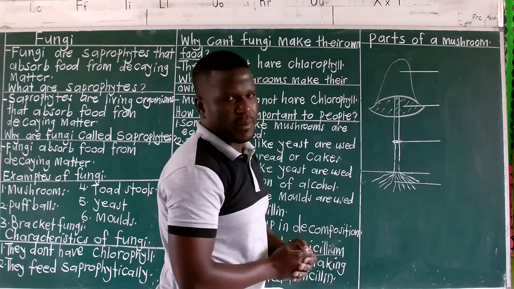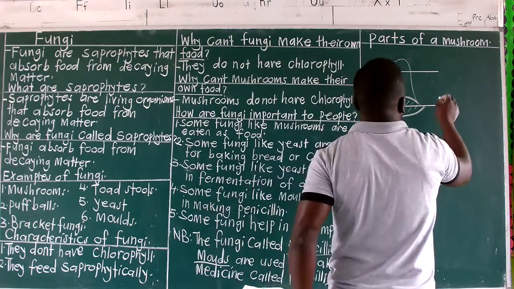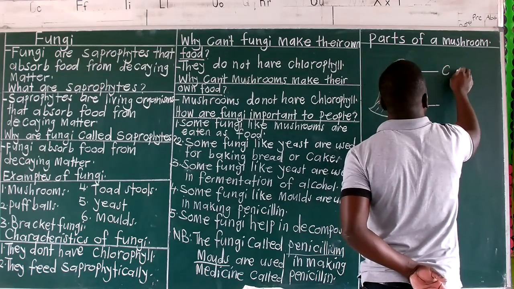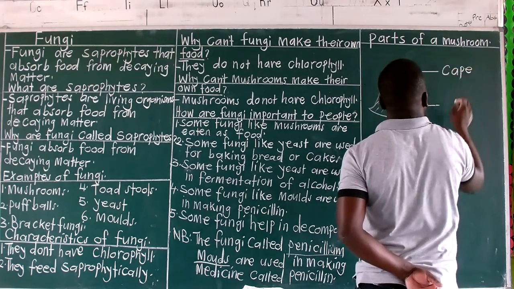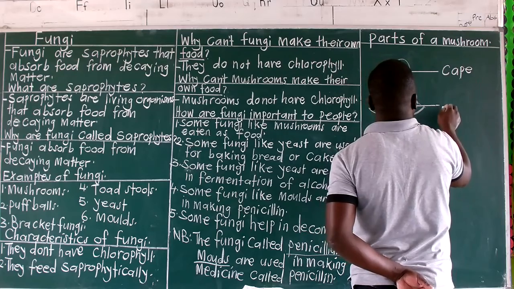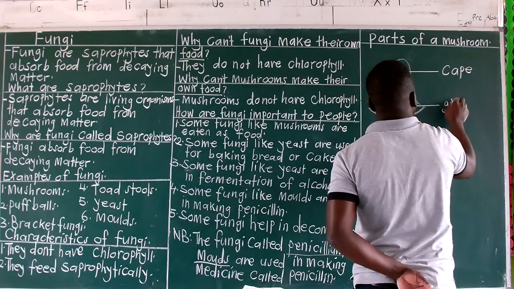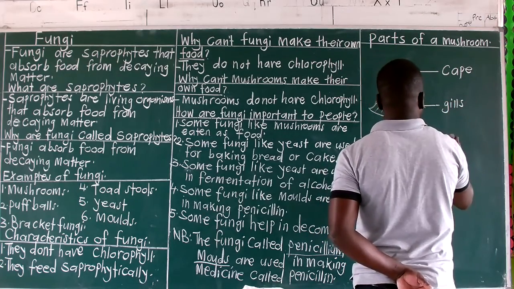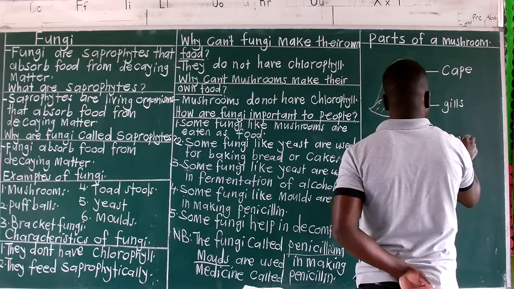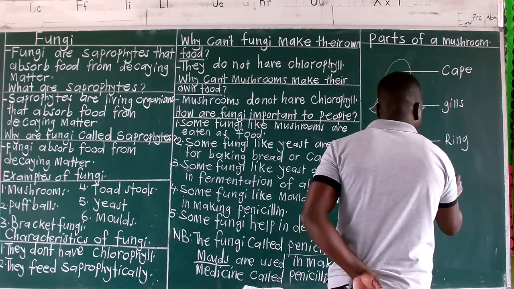So those are parts of a mushroom. This one is called cape. This one is called gills. This one is called the ring. This one is called hypha.